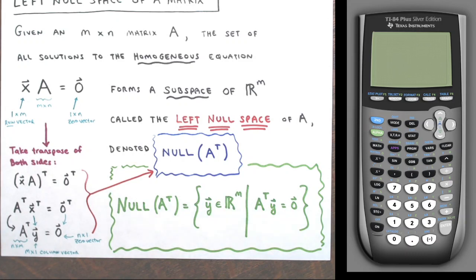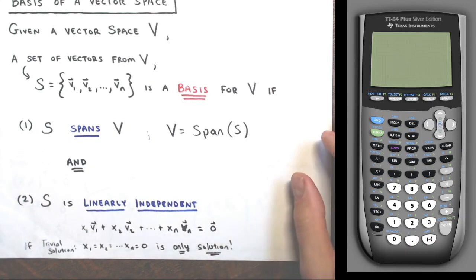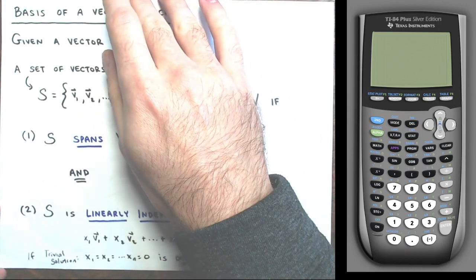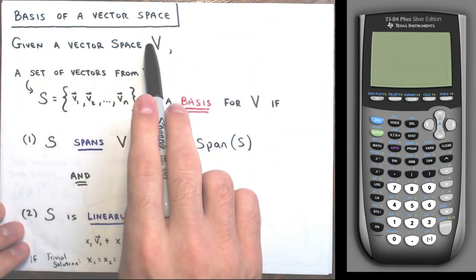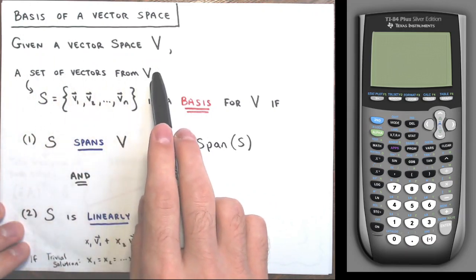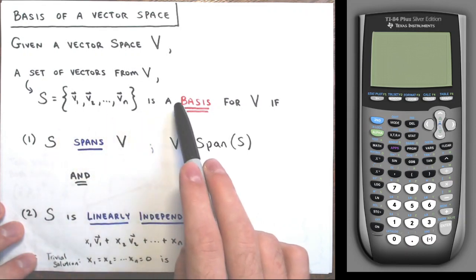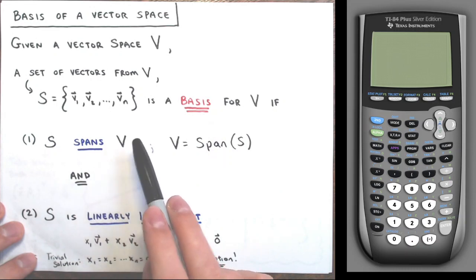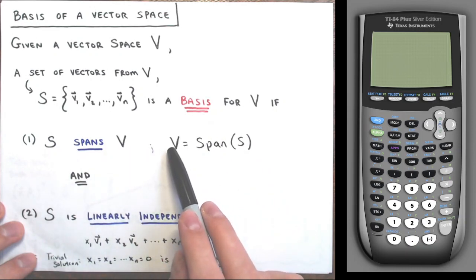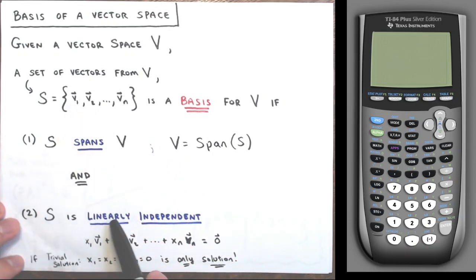So now, the definition of a basis, which again, if you've been following my videos, you've seen this page before. Just reusing it. What does it mean for a set of vectors to be a basis for a vector space? So given a vector space V, a set of vectors from V, S equals v1 through vn, is a basis for V if S spans V. So that means V equals the span of S. Every vector in V is a linear combination of the vectors in S, and S is linearly independent.